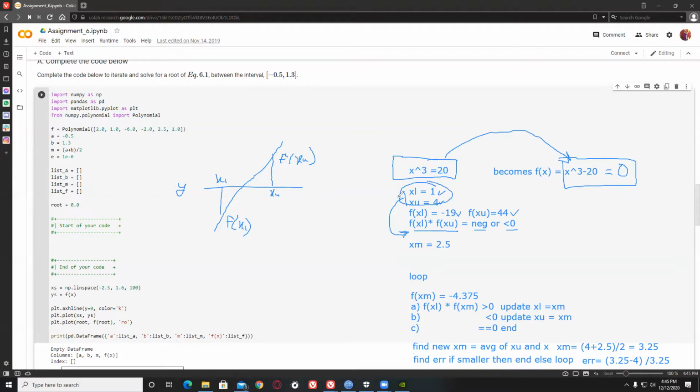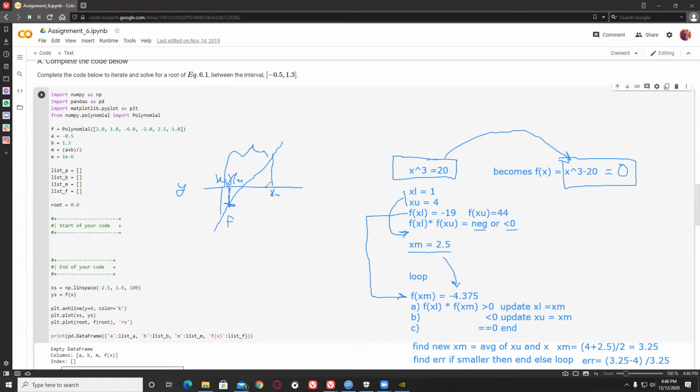So we find the middle value. Taking the average of these two results in 2.5. So xm equals 2.5. We put xm into our function and we get a negative value. So if we think with common sense, we have to replace xm with xl, because even if we take, suppose this is xm, we get a negative value for xm. That means we can shorten the range. The range could be shortened.